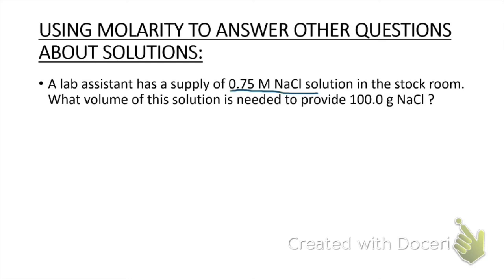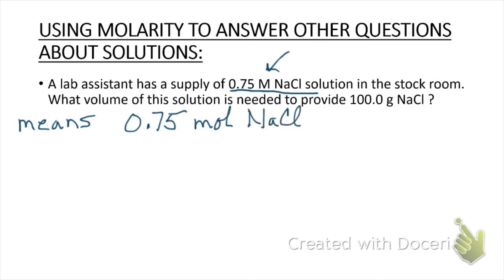Okay, so the best thing to do when you see this type of problem where they're asking you something else about the molarity is to remember that this is just a shorthand, what they're writing. What that really means when I see that label is that I have 0.75 moles of sodium chloride for every 1 liter of solution that we have.